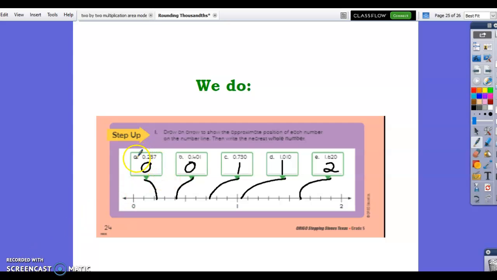Okay, so you should have that A, 257 thousandths rounds to 0. It is closer to 0 on the number line. If you check where it is attached, it is a little bit past 2 tenths. Then you have 401 thousandths rounds to 0 also. It is still closer to your 0 than it would be to your 1. Your 730 thousandths would be right about here. It rounds to 1 because it is closer to 1 than it is to 0. Then you have 1 and 10 thousandths, which is going to be super close to your 1. It also rounds to 1. And then your 1 and 620 rounds up to 2 because it's going to be super close to 2 compared to 1 or 0.